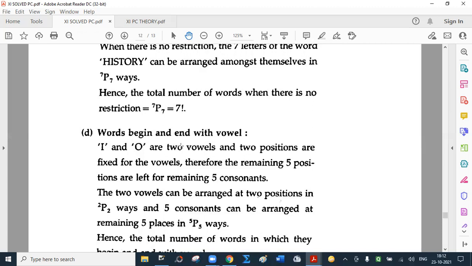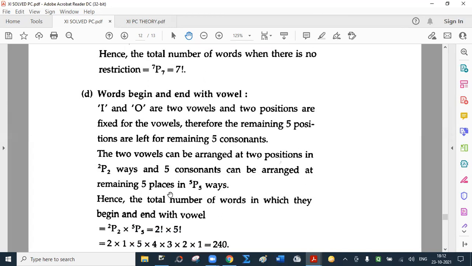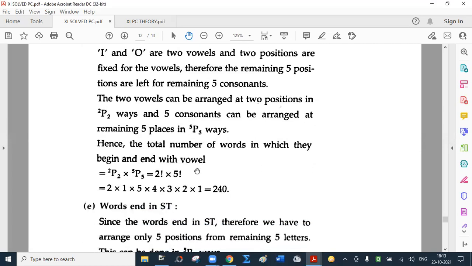Words begin and end with a vowel. I and O are 2 vowels and 2 positions are fixed for this. So the remaining 5 positions are left for 5 consonants. The 2 vowels can be arranged at these 2 positions in how many ways? 2P2 ways. So the number of ways is 2P2 into 5P5, that is 2 into 120, that is 240.